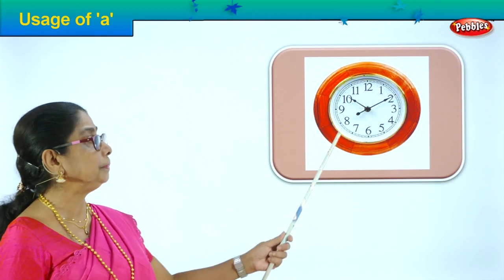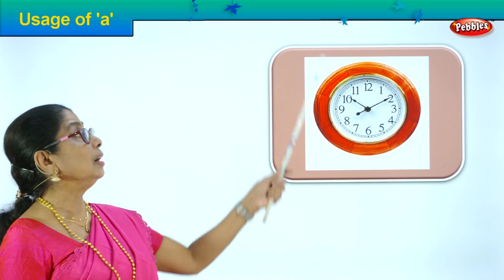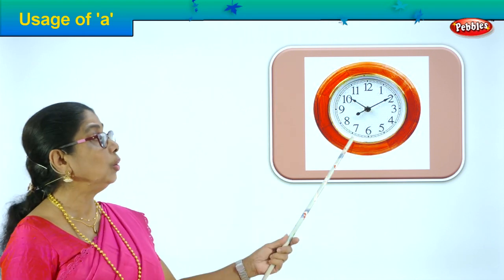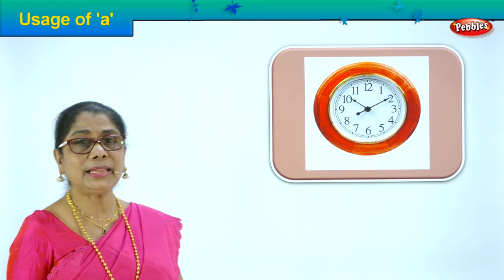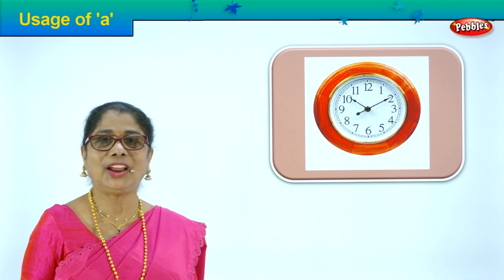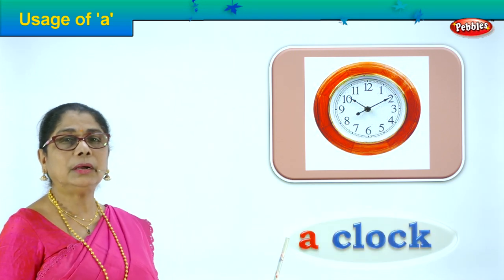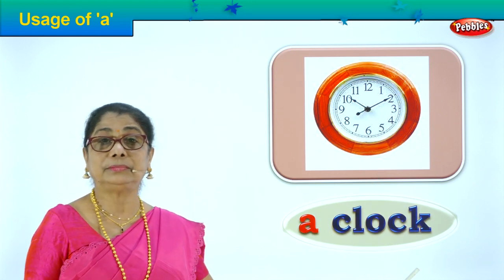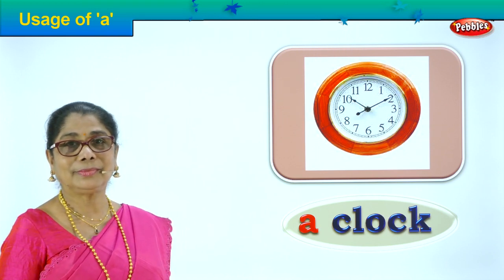Look what you have here. What is it? A wall clock. This is a wall clock. The clock is always hung on the wall. For what? To see the time. Spell clock. C-L-O-C-K, clock. Before the word clock, what do you use? A clock. This is a clock. A clock hangs on the wall. Yes?